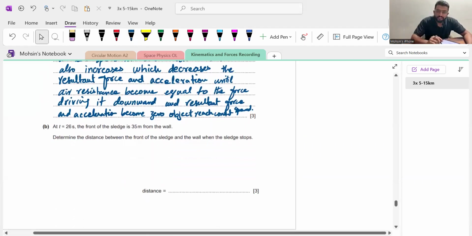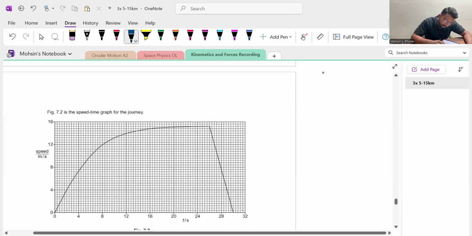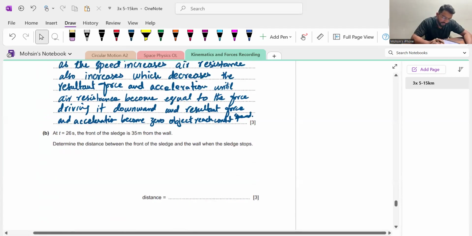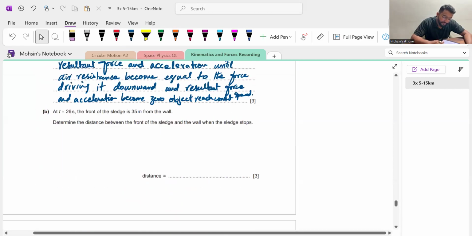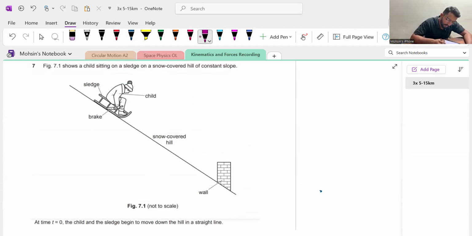At 26 seconds, the front of the sledge is 35 meters from the wall. Because at 26 seconds, the person has applied the brakes and after some time it stopped. When the person applied the brakes, it is 35 meters from the wall. So this is the wall. Let's suppose right now the person is at this point and this distance is 35 meters. Okay.